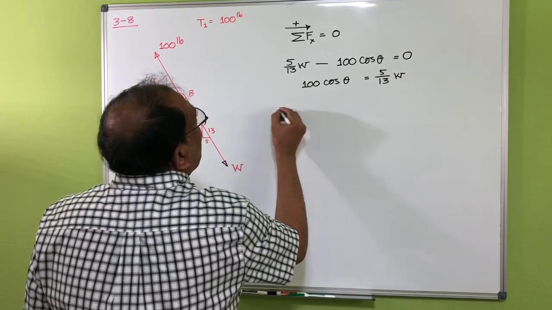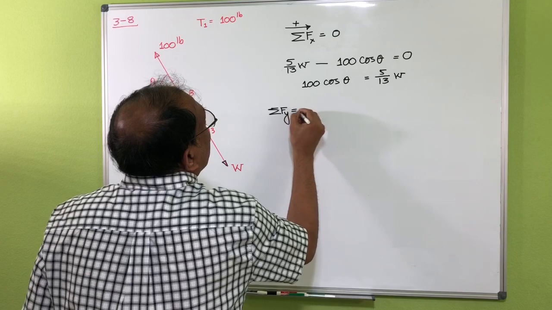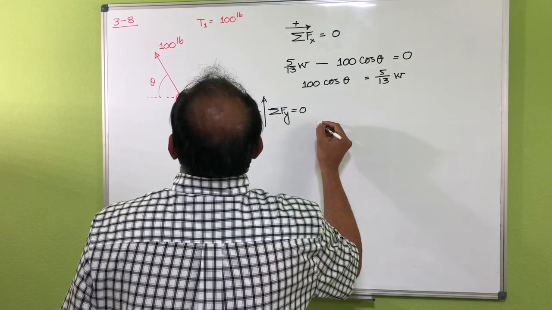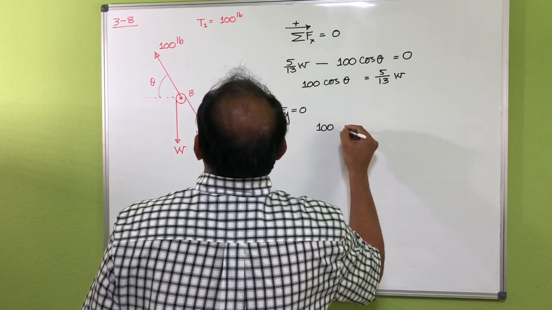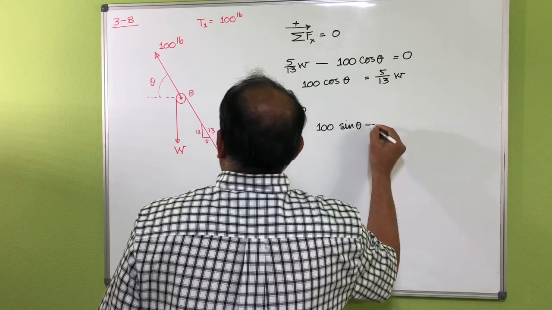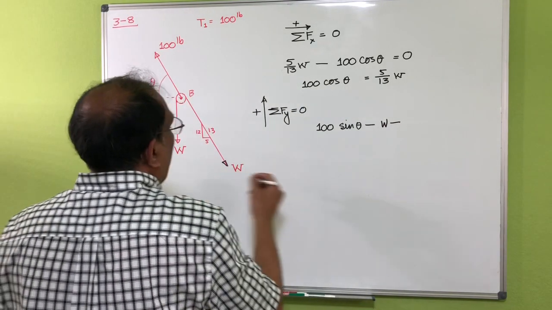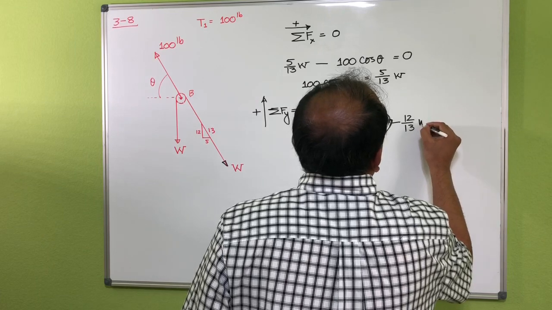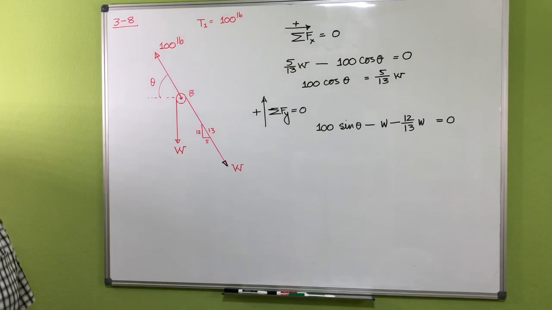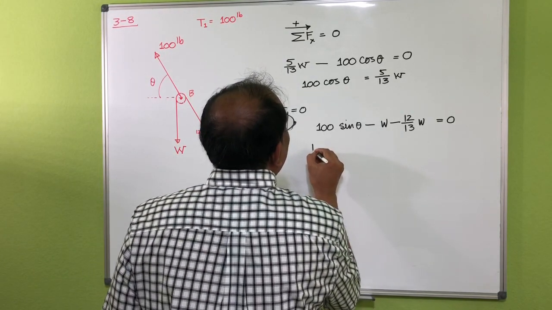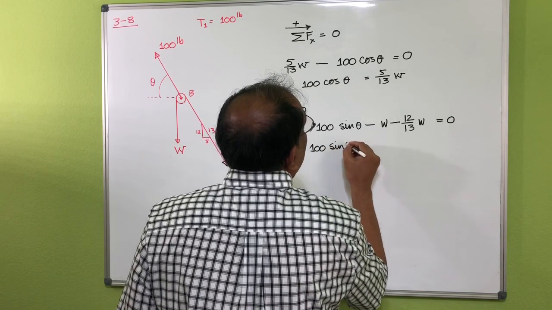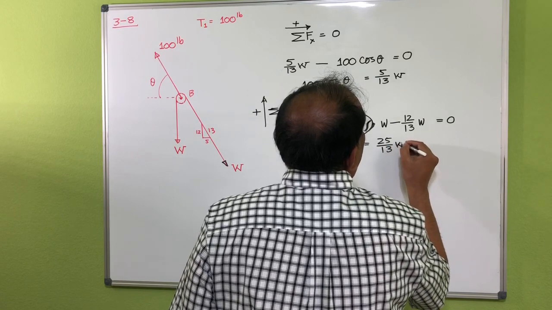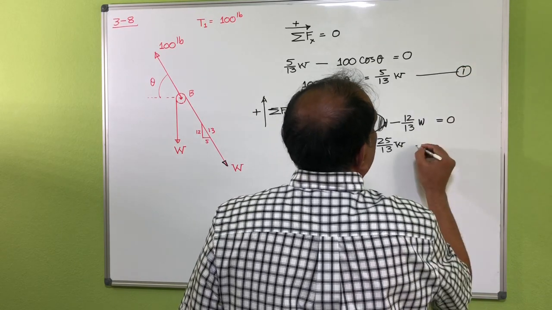Now I can get the summation of forces in the y direction. So you can see here 100 sine theta minus W minus 12/13 of W is equal to 0. So if I rearrange this, it becomes 100 sine theta is equal to 25/13 W. Now I assume this one is equation number 1 and this is equation number 2.